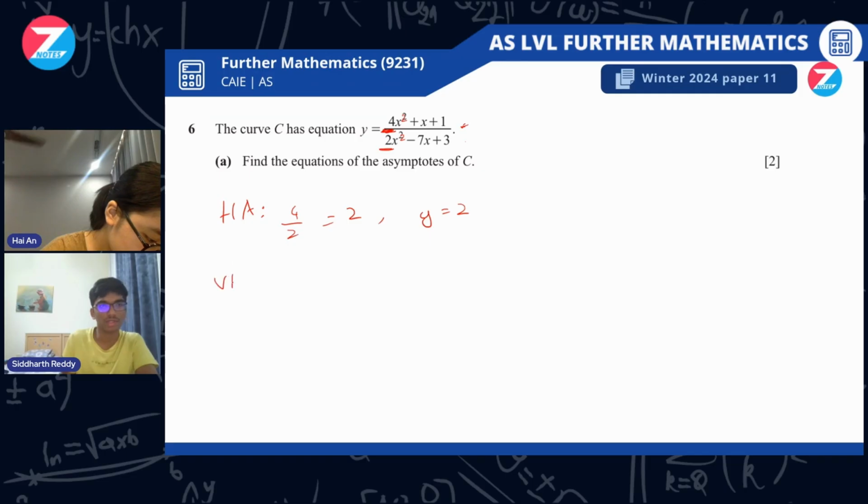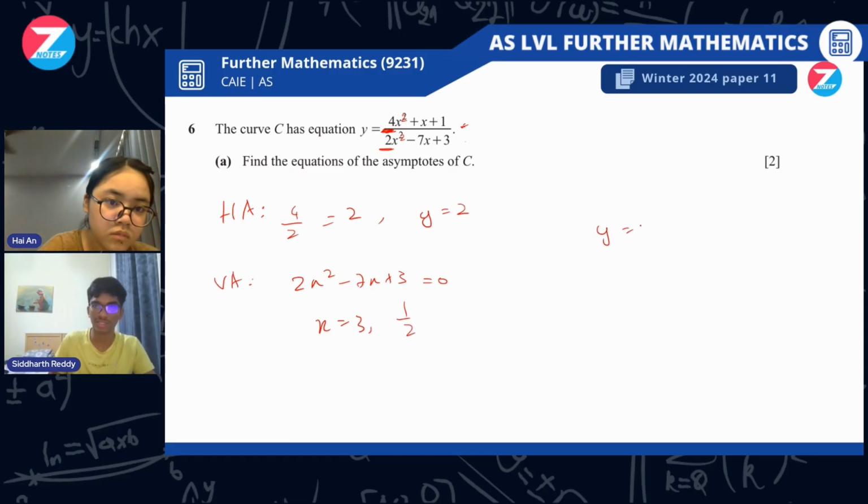And to find the vertical asymptotes, we just need to find the places where the denominator is equal to 0. So it's 2x squared minus 7x plus 3 is equal to 0. So you can just solve this on the calculator. And we get x is equal to 3 and 1 by 2. So these are the asymptotes: y is equal to 2, x is equal to 3, and x is equal to 1 by 2.